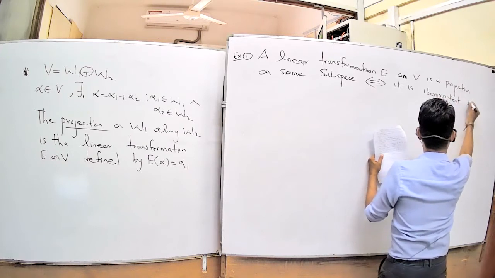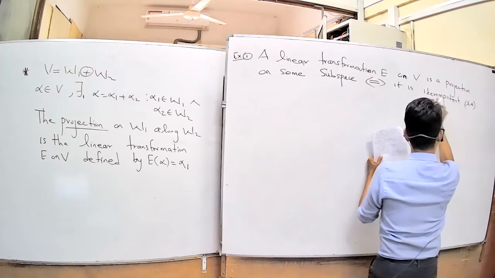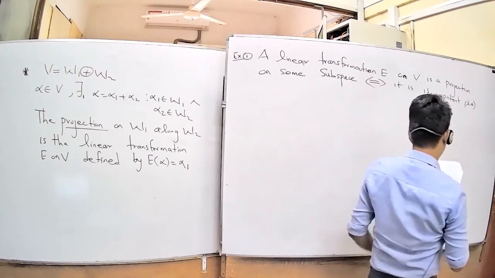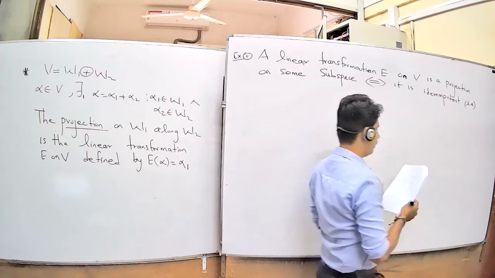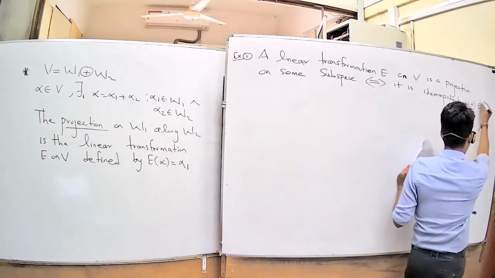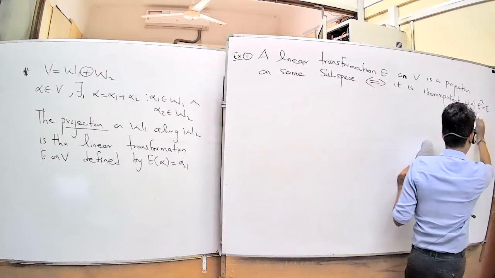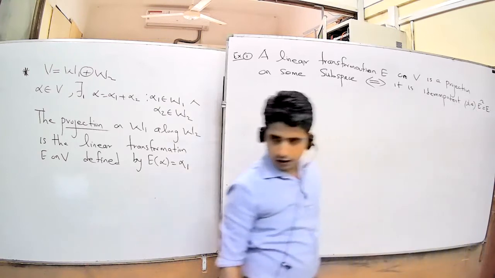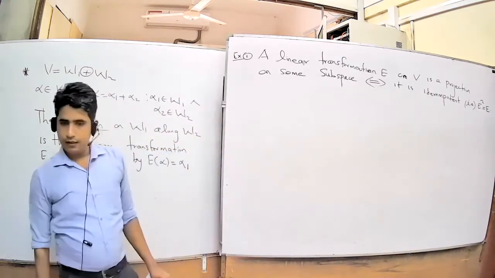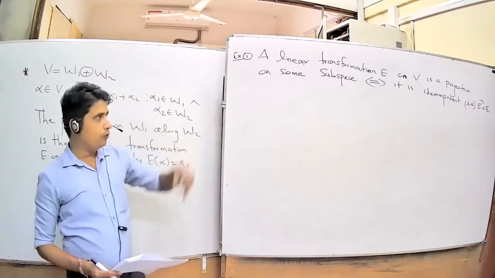First, understand what idempotent means. Idempotent means E squared equals E. For idempotent, E squared equals E.